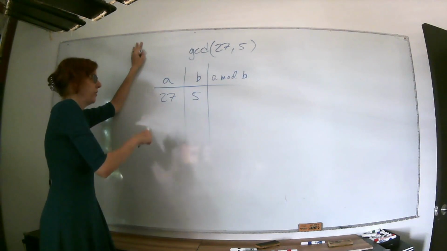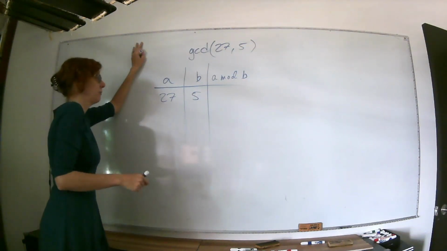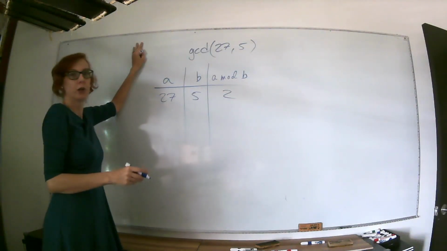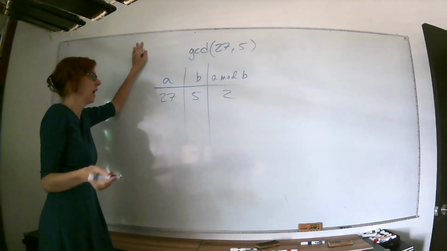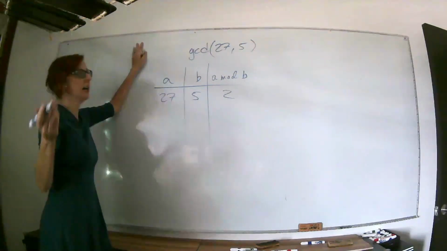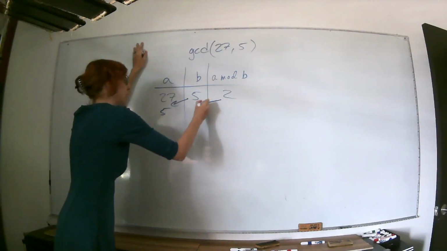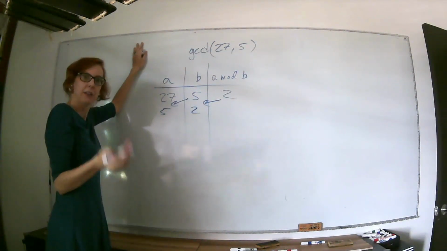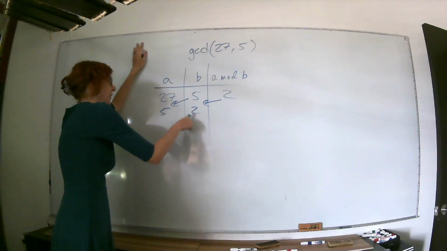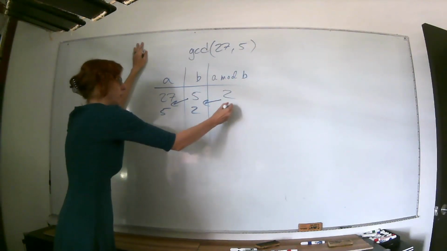The residue. If I divide 27 by 5, I'm going to have a 2 left over because 5 fits 5 times. That gives 25. 27 minus 25 is a 2. So what do I do next? I put the 5 in here and the 2 in here, and I repeat recursively. So from 5 and 2, 2 fits twice. I have a leftover of 1.